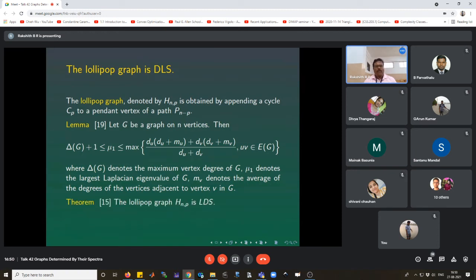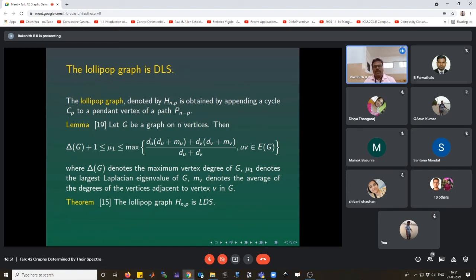So now I need to prove that the lollipop graph is determined by the Laplacian spectrum. H n comma p refers to the lollipop graph, which is obtained by joining an edge between the cycle Cp and the end vertex of the path Pn minus p. You are joining an edge between a vertex of the cycle Cp and an end vertex of the path. So why is this determined by the Laplacian spectrum?